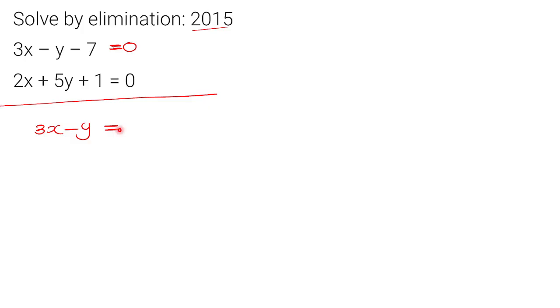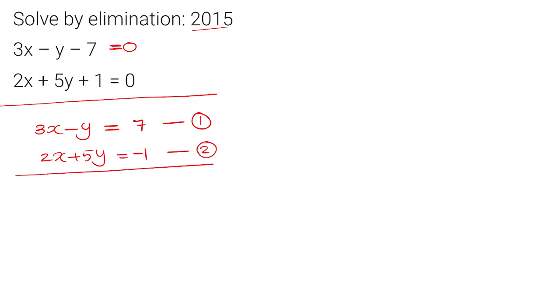So what I am doing is, this minus 7 is taken to the other side and becomes plus 7, correct? Why? Because I want only variables in the left side for the elimination method. Can I take this 1 to the other side? Yes. 2x plus 5y equal to minus 1. Let it be equation number 2. Similar to the previous question, but let me complete it. It's a previous year question.